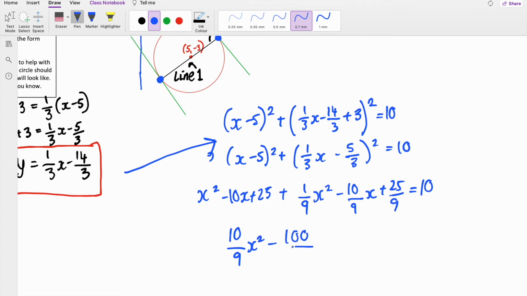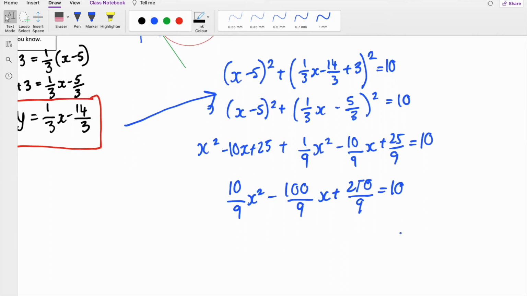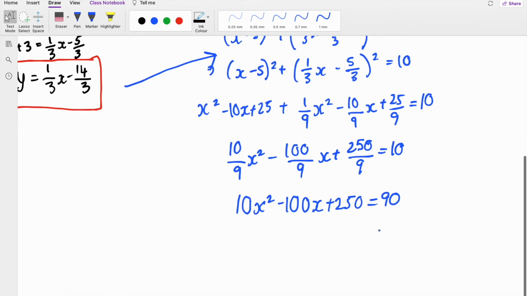Subtract 100 over 9 x plus 250 over 9 equals 10. Okay, I'm liking what I'm doing because my equation is looking more and more like a quadratic. To eliminate my denominator, I'm going to multiply everything by 9. If you multiply every single term, including the 10 on the right, by 9, you would get 10x squared minus 100x plus 250 is equal to 90. Don't forget to multiply the 10 by 9 also.